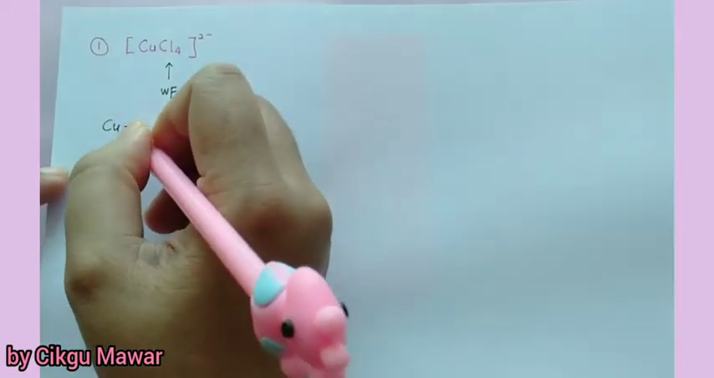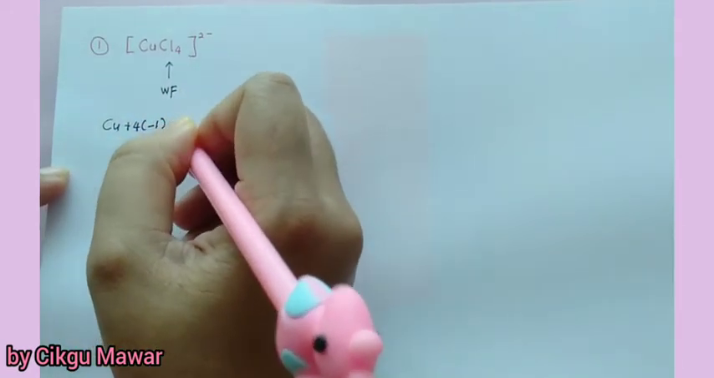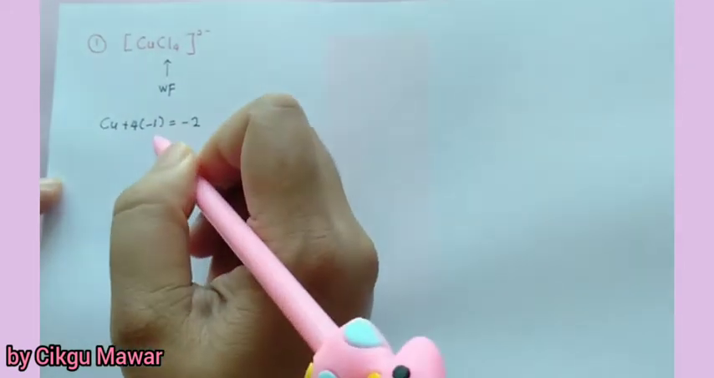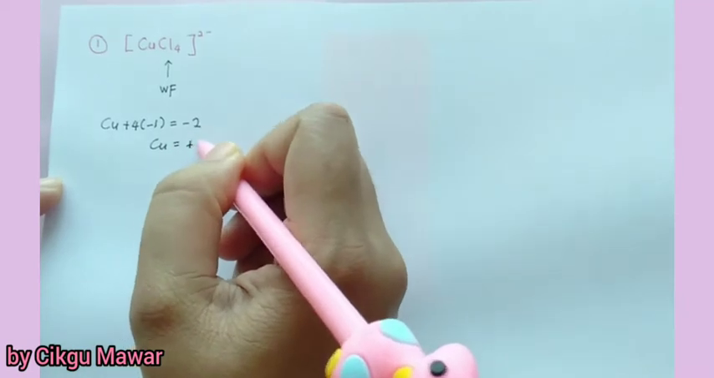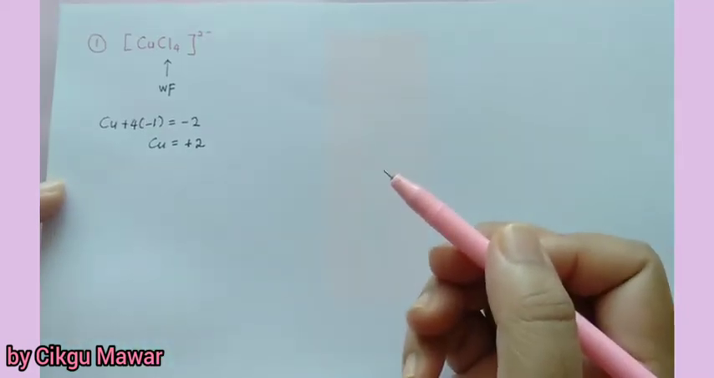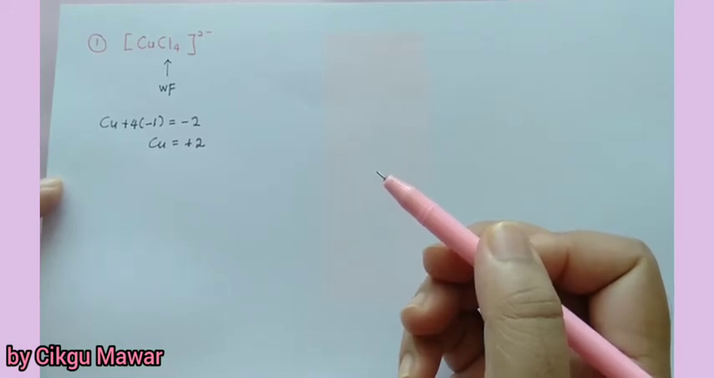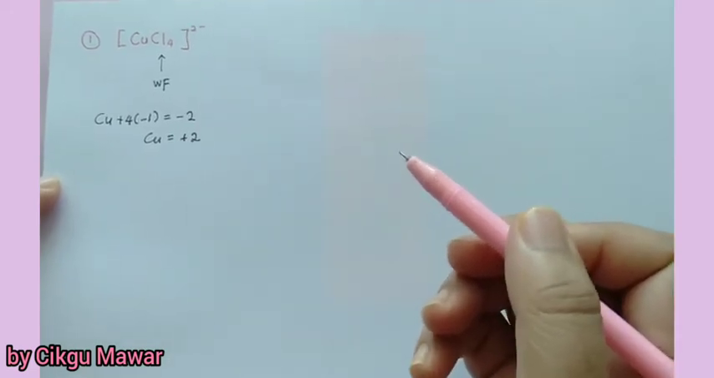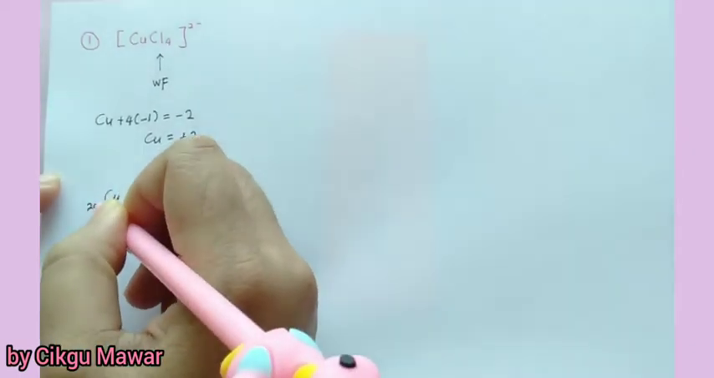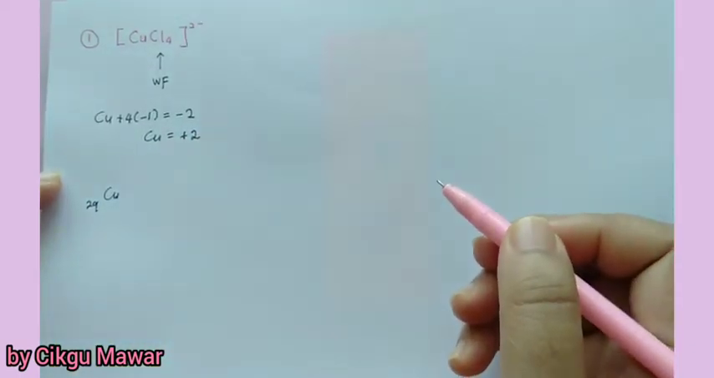So copper plus 4 times negative 1 equals negative 2, and then copper equals positive 2. So the oxidation state of copper here is positive 2. Now, what is the atomic number of copper? Copper has atomic number 29.